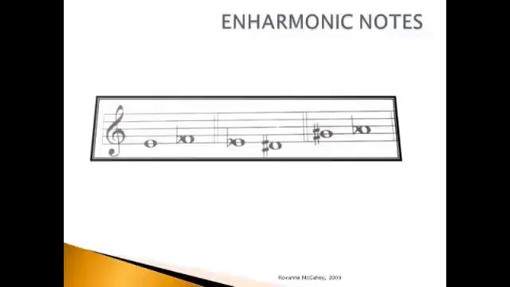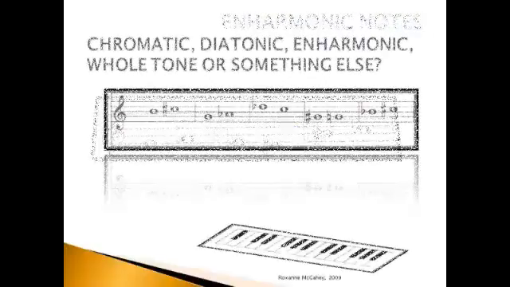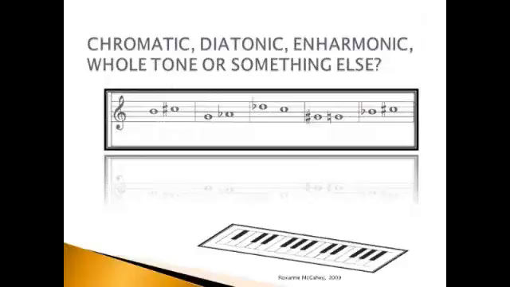So let's look at some of these notes and see if they're chromatic semitones, diatonic semitones, enharmonic notes, whole tones, or something completely different. The first one is B to C sharp. B to C sharp would be a whole tone because we're passing over the C.